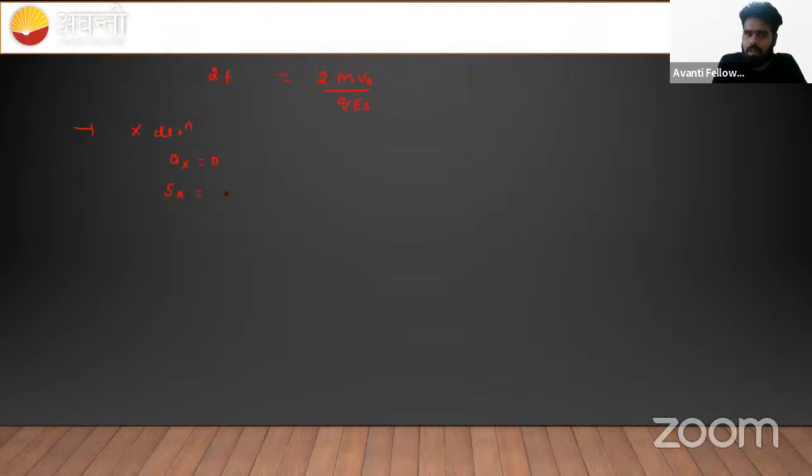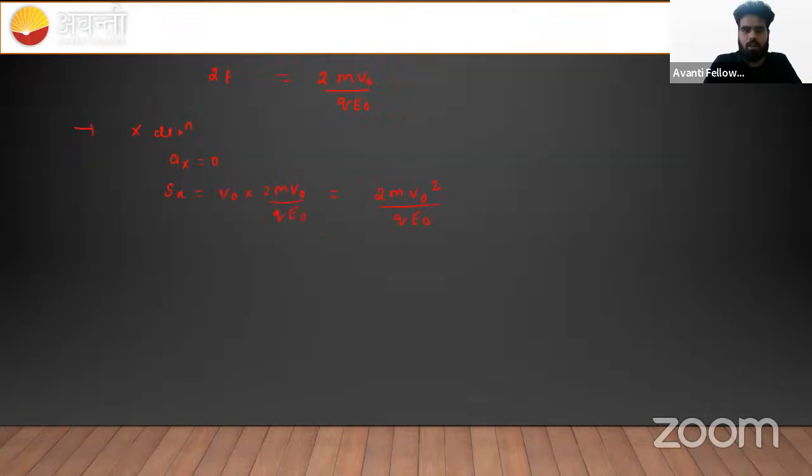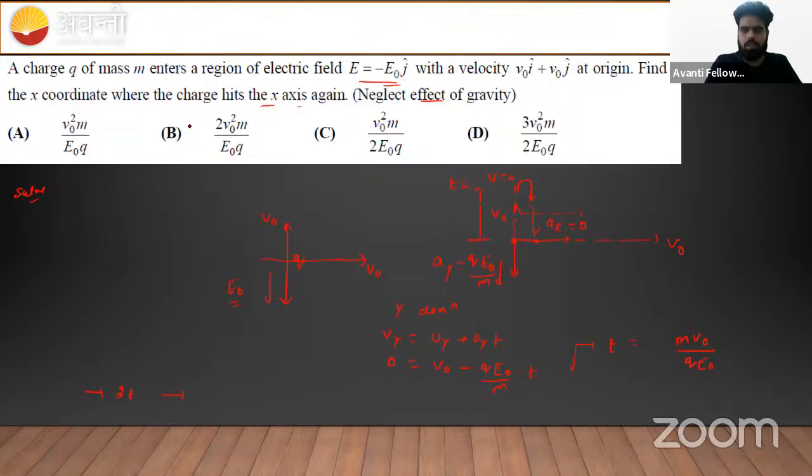The displacement in the x direction is u t plus half a t square. The initial velocity in the x direction is V naught, into t, which is 2 M V naught divided by Q E naught. So the answer is 2 M V naught square divided by Q E naught. This is the correct answer. Which option is correct? After seeing this, we can say option B is the right one.